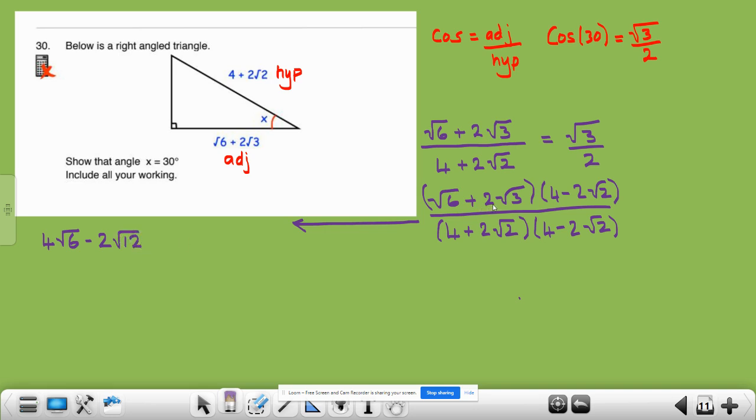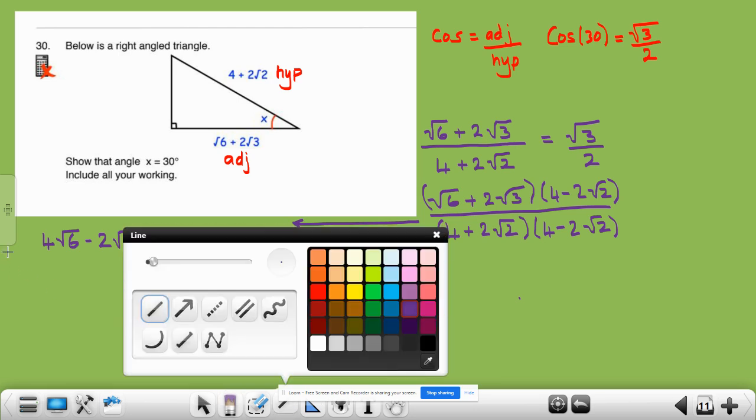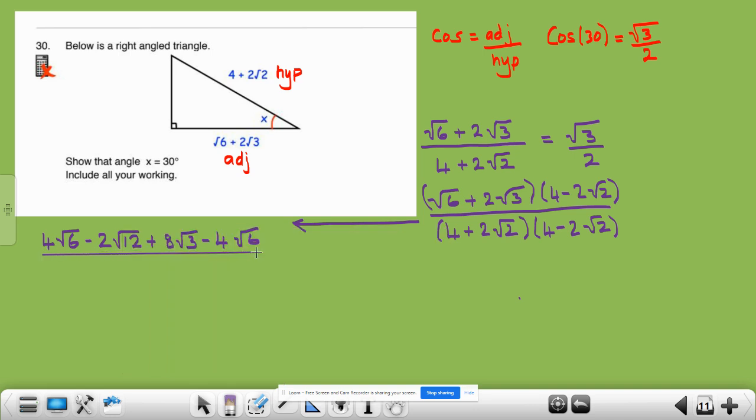And then we've got 2 root 3 times by 4, and that's a positive. So we are going to get 8 root 3. And finally, we've got plus 2 root 3 times minus 2 root 2, which is going to give us minus 4 root 6. Now, if you want to do that at your own pace, work it out for yourself, you can just pause this video and do it for yourself.